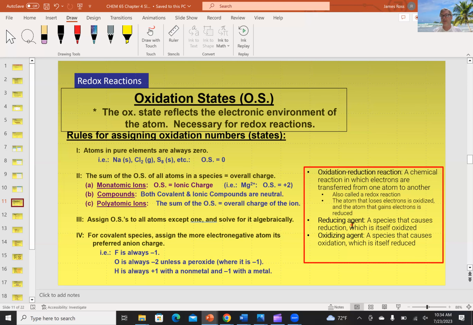Reducing agents undergo oxidation. So once you have your oxidation reaction, the reactant in the oxidation reaction is the reducing agent. Oxidizing agents undergo reduction. So when you have your reduction reaction, the reactant in your reduction reaction is the oxidizing agent.